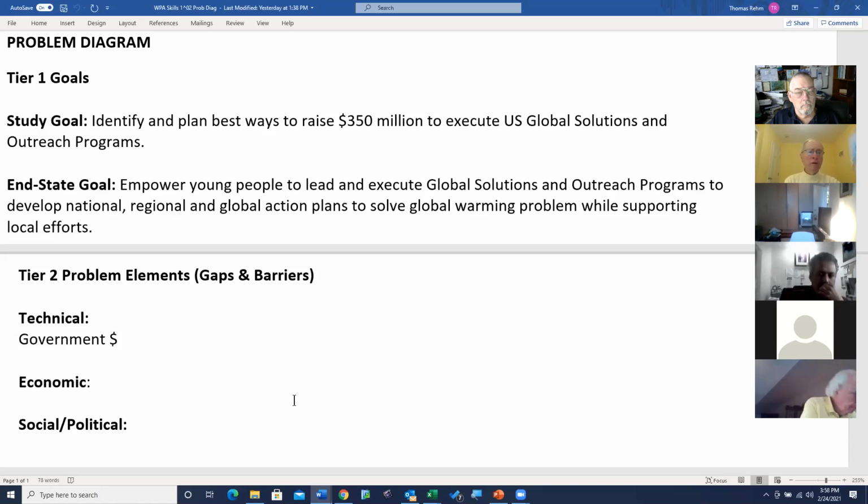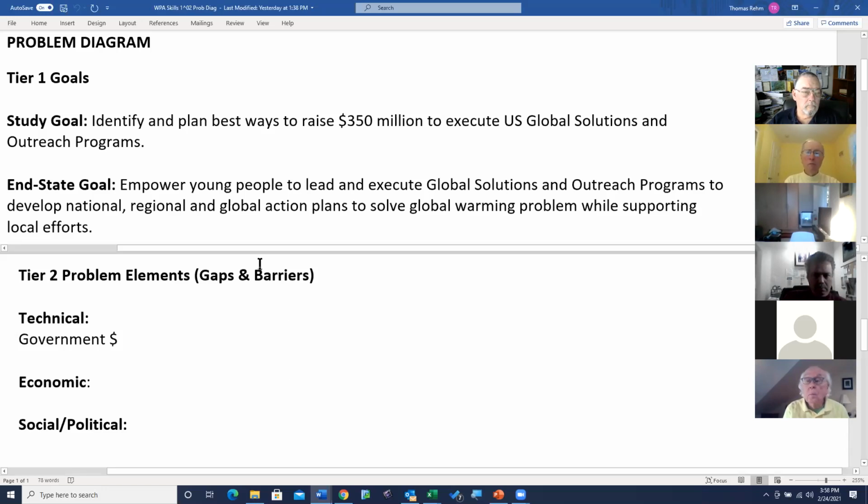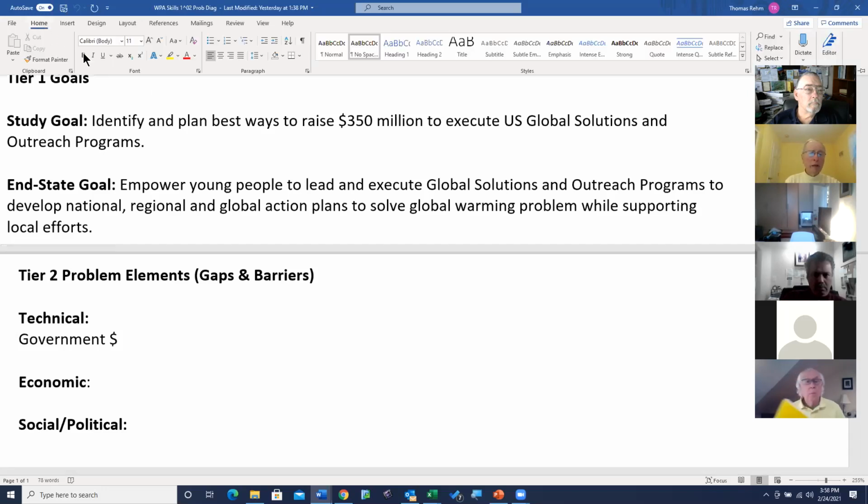We want to develop national, regional, and global action plans, and that requires the international involvement for certain, to actually come up with solutions to solve this problem. And we're also interfacing with local efforts, near-term efforts, and supporting them, and that's the outreach piece of it. So those are our two goals. If we can live with them at this point, as a point of departure, we can always alter them in the future if we get comments back.